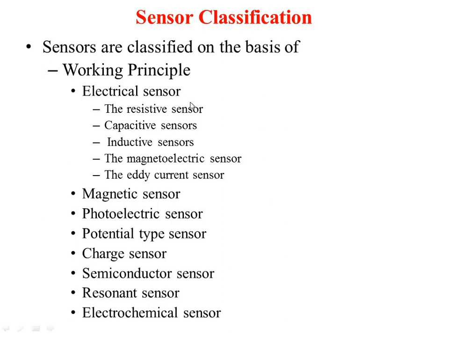Electrical sensors exhibit electrical properties. Consider the example of the resistive sensor. Whenever you apply the stimulus, the resistance of that substance or that sensor will get changed. Similarly with capacitive sensors, when you apply an external stimulus, the capacitance will get changed. In inductive sensors, the inductance of the sensor will get changed.